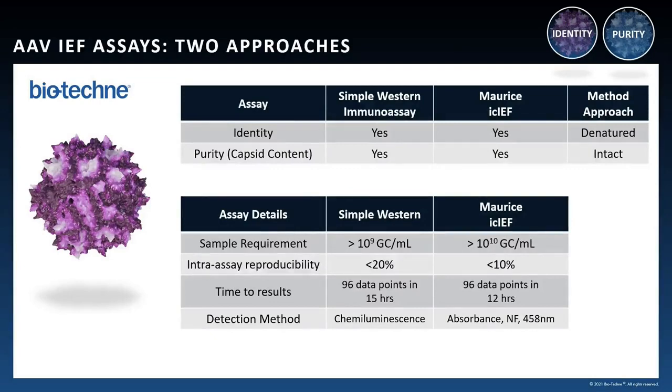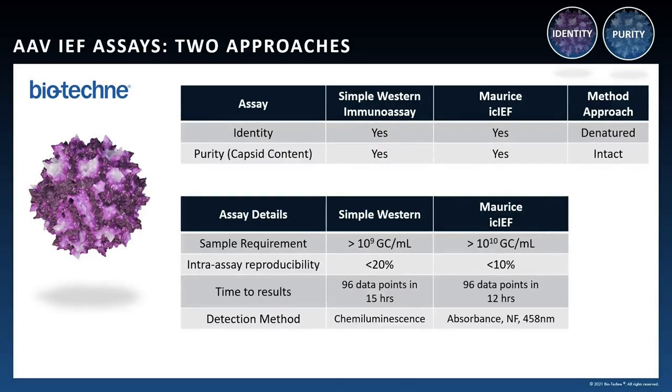Both Simple Western and Maurice also feature isoelectric focusing, and this separation mode can be leveraged for some powerful data for AAVs. Shown in the first table are the 2 assays we're going to look at, identity and purity again, this time for capsid content. Both Simple Western as well as Maurice iCIEF can be used for both identity and purity. The main difference here is for our identity assays, we're going to use a denatured approach, or break the AAV apart. And for the capsid content, we're going to keep the AAV intact. The assay details are listed below.